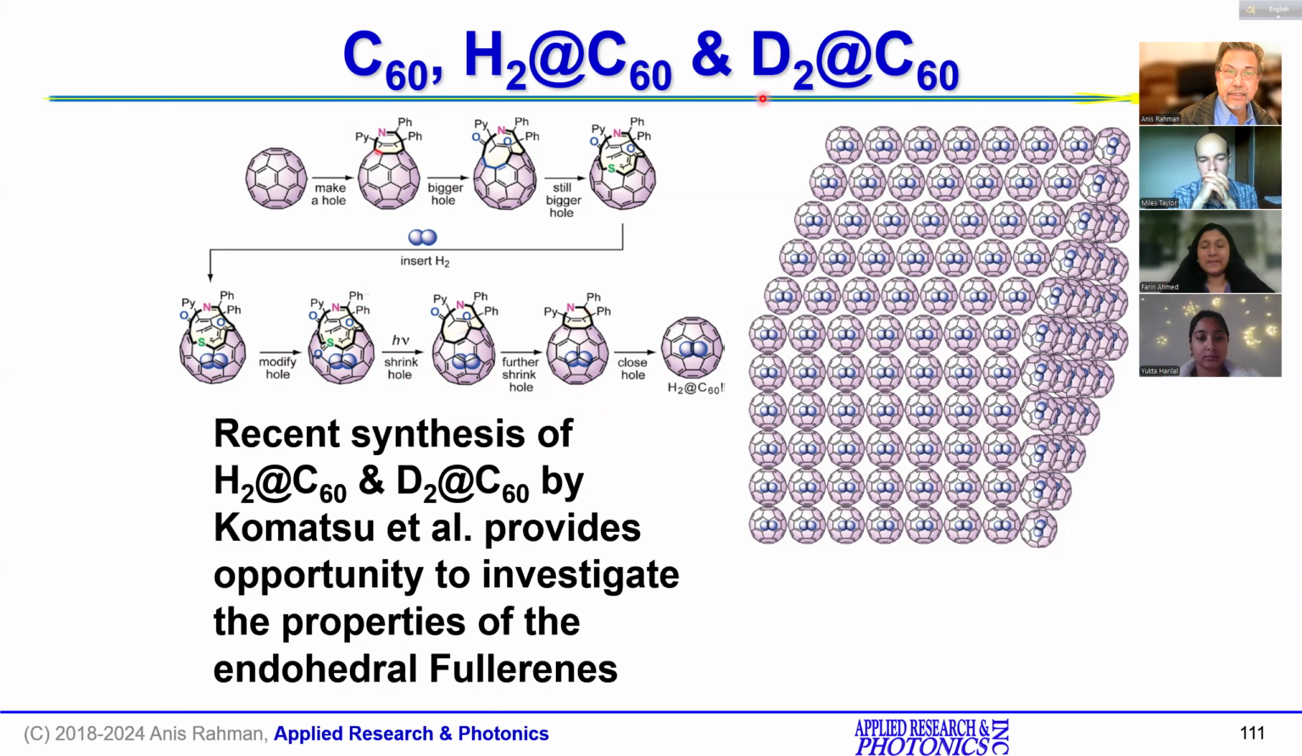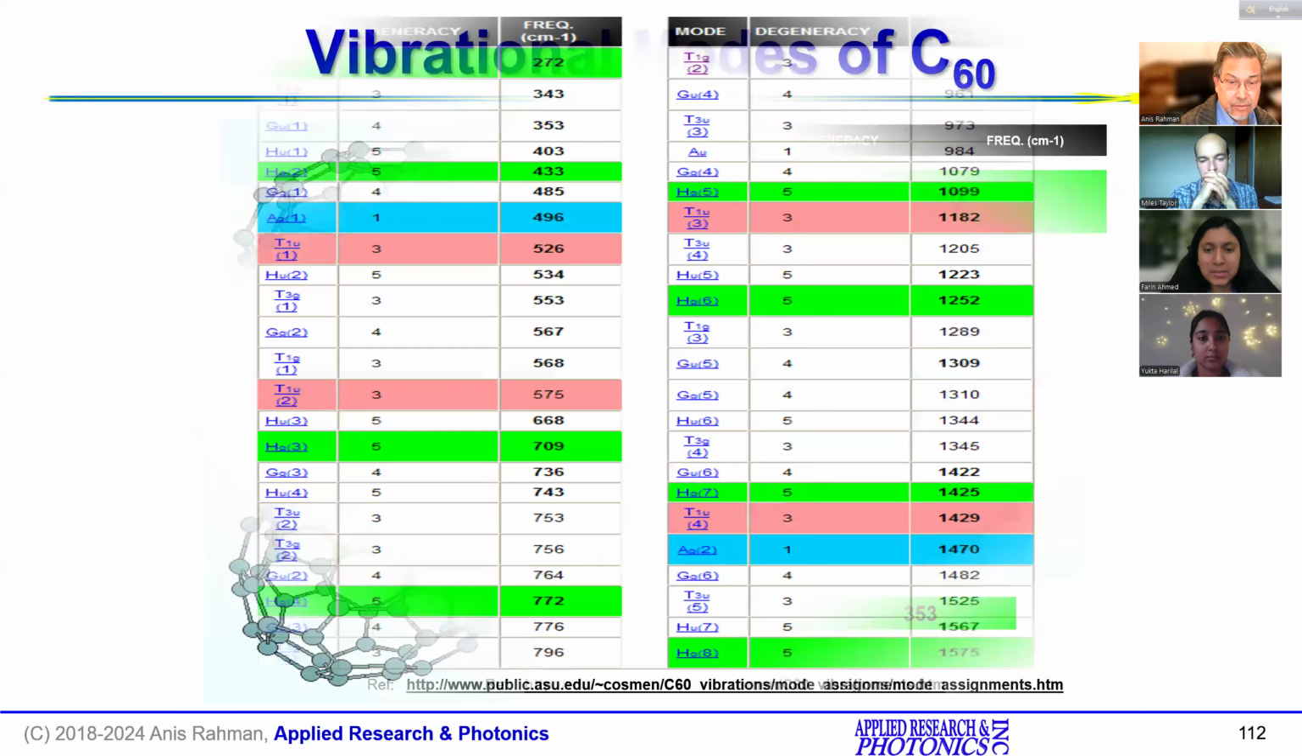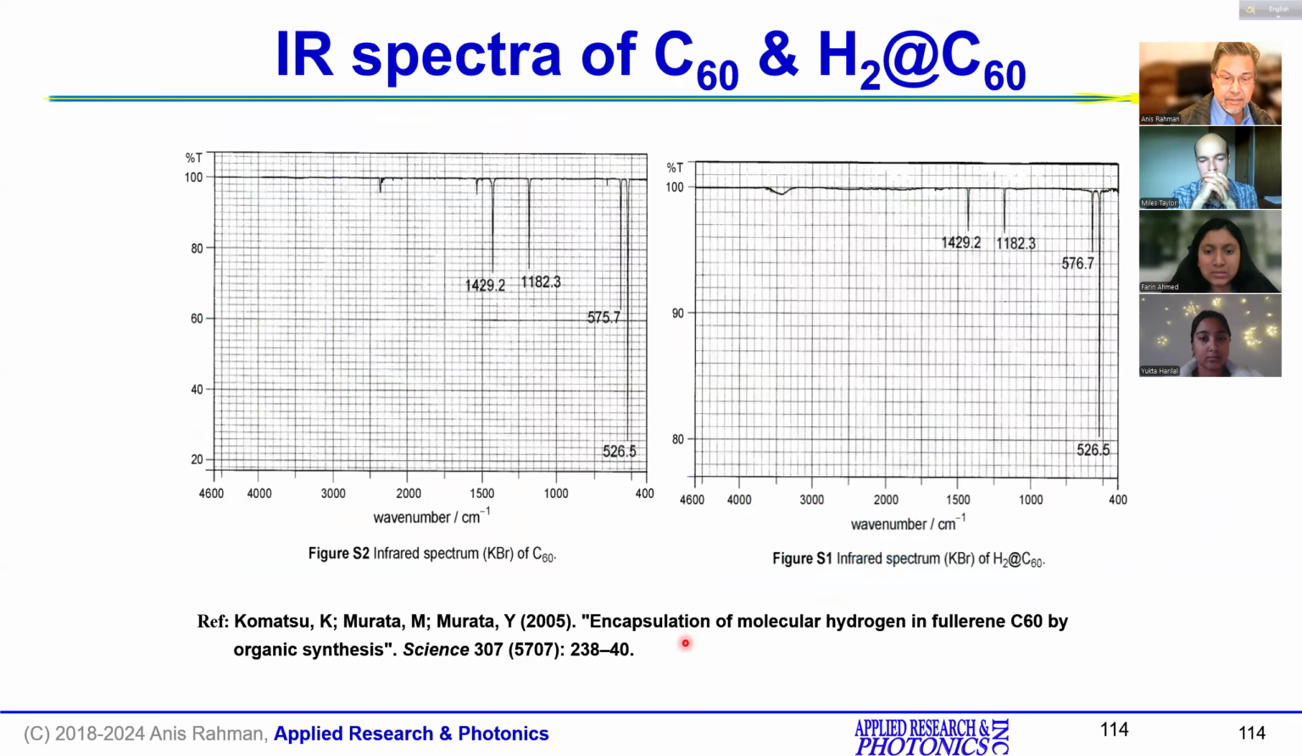And there's another sample where deuterium was also kept in there. That's why it is endohedral. When they synthesized this molecule, the Japanese group published this paper. They did FTIR, and for all practical purposes, they couldn't see any difference between the pure C60 and endohedral C60, or what they call H2@C60, meaning the hydrogen molecule inside the C60 cage.